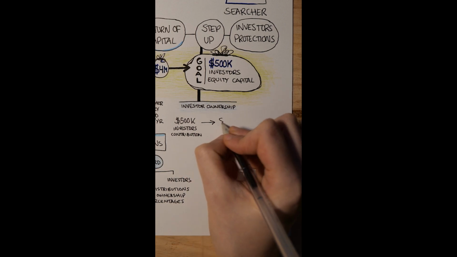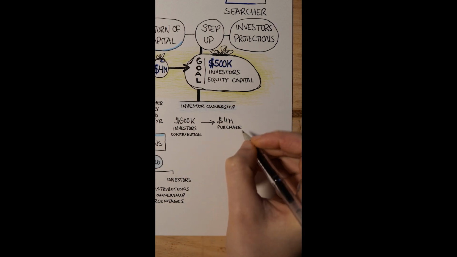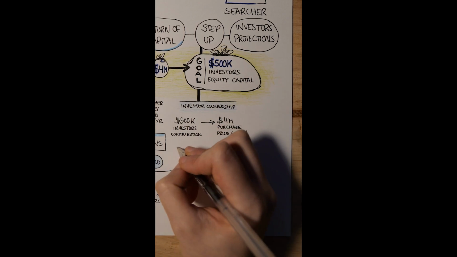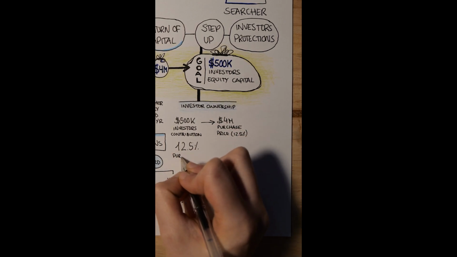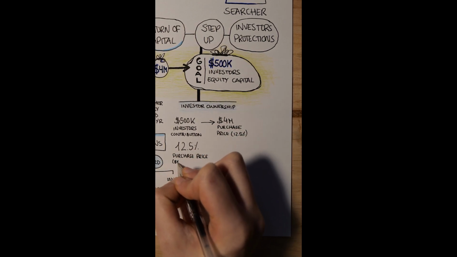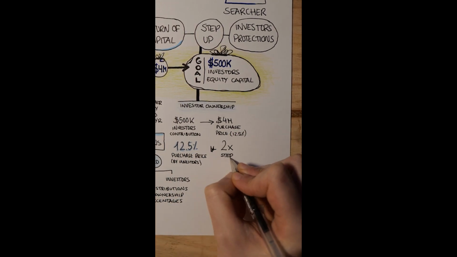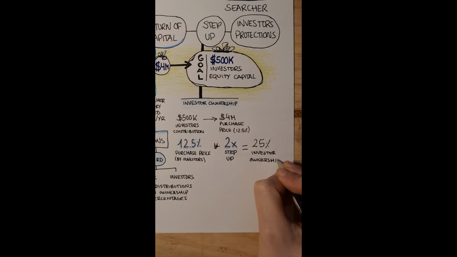In this case, investors contributed $500,000 out of the $4 million purchase price, or 12.5%. Let's assume that it's a 2x step-up, so the math is investor ownership equals the 12.5% of the purchase price provided by investors multiplied by the 2x step-up equals 25% investor ownership.